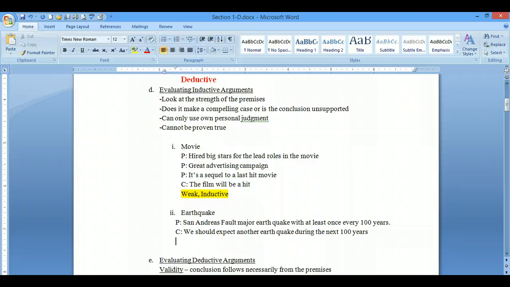So I have a very specific and proven premise, and the conclusion is very general: in the next 100 years, we're going to have something. So this one is also inductive, and because it is backed by historical documentation, I am going to say the strength of this argument is strong, and it is an inductive argument because I have a specific premise and a strong conclusion, and highlight my answer.